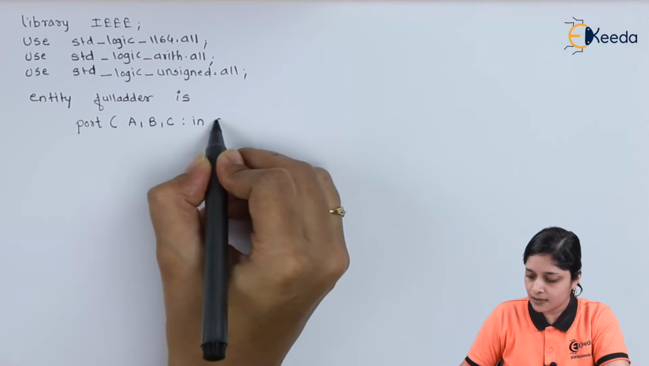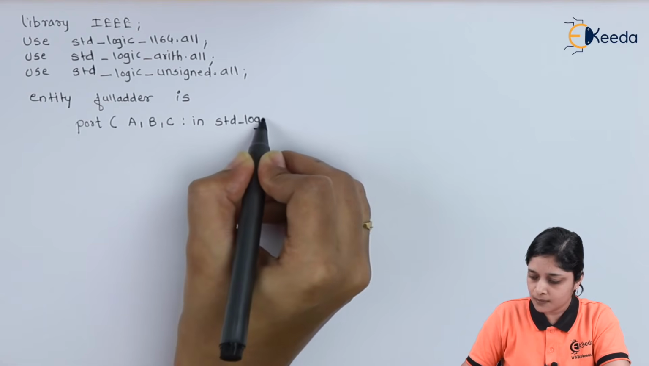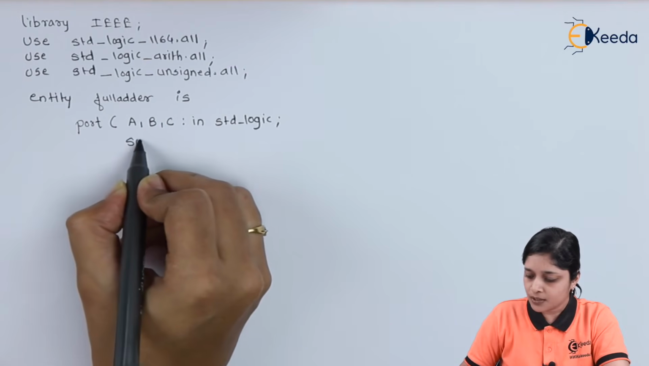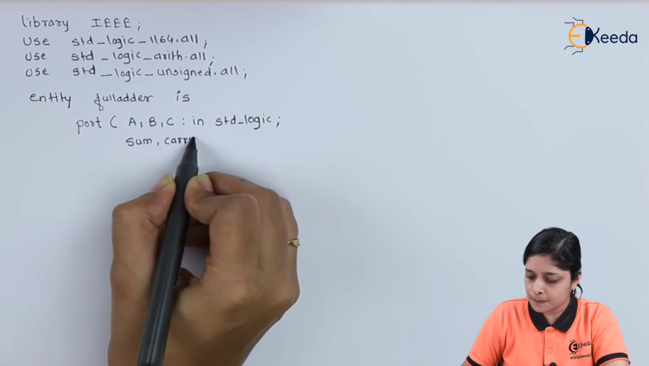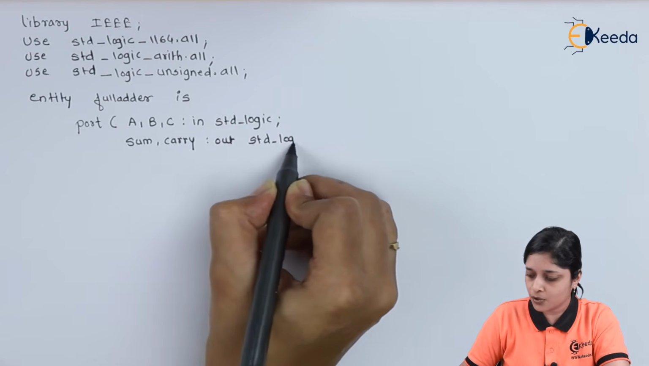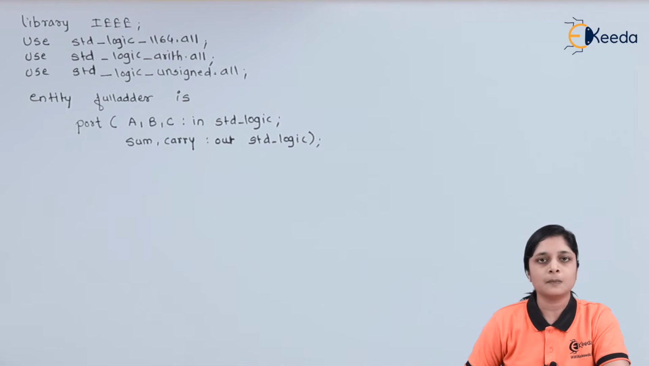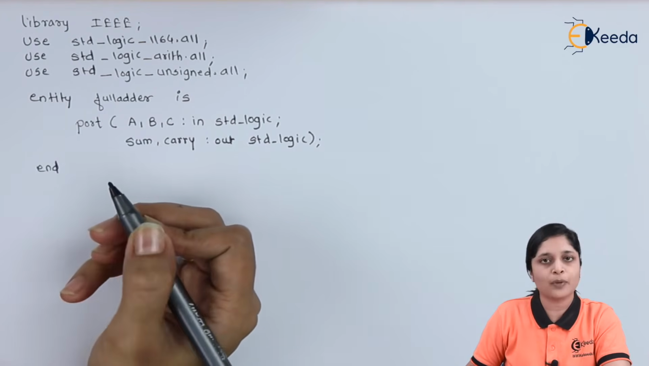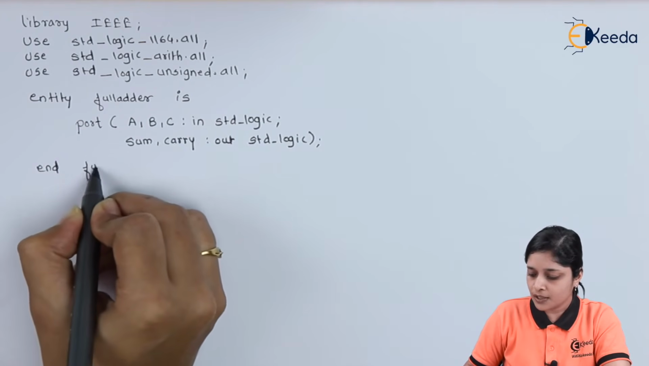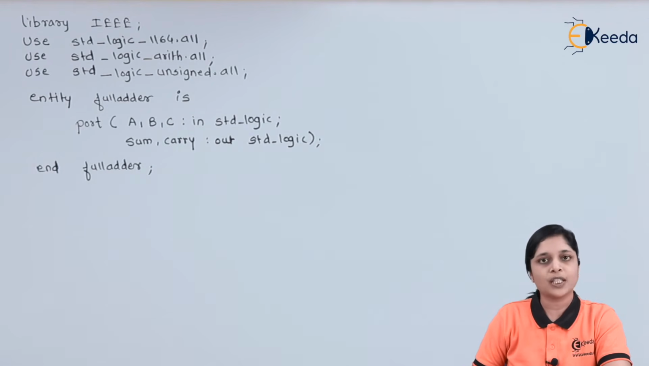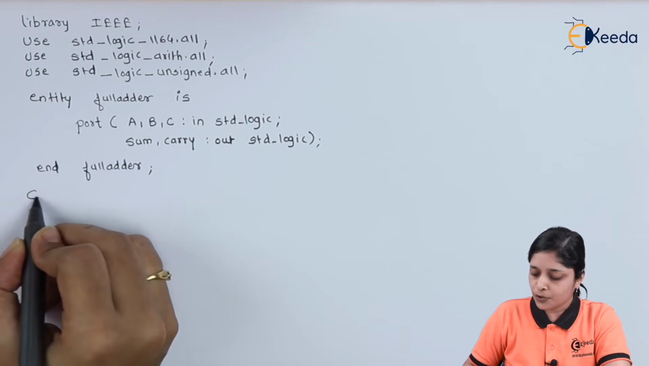So I will write here in std_logic. After that, outputs are sum, comma, carry. These are the outputs. I will write here std_logic. Then you have to end the entity followed by name of entity. Name of entity is full adder. In this way, you have to declare the input and output ports with the use of the entity. After that, you have to focus on architecture.